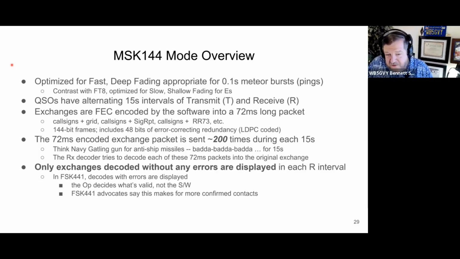Now the receive decoder tries to decode every one of those 200 packets that are sent in there, and it will only display a decode if the information was received without any error. And by without any error, I mean that after the error correction code has been applied, they were able to say with confidence that this is what was originally sent.